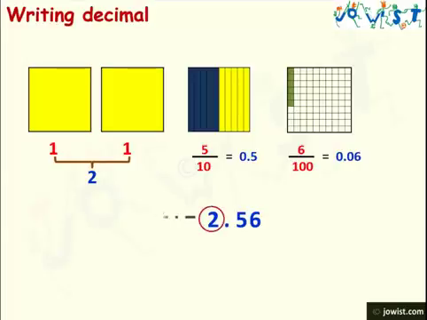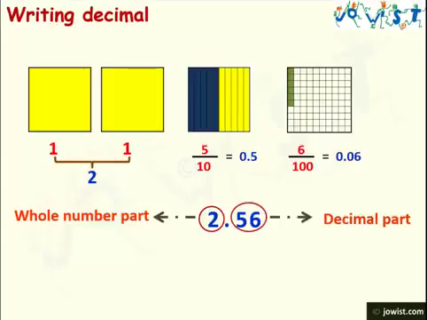Here 2 is the whole number part. 5 and 6 are decimal part. And this is decimal point.